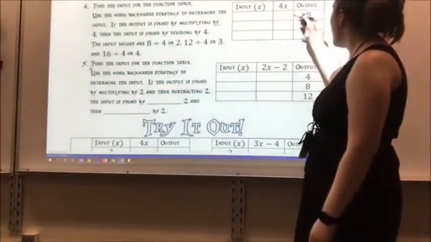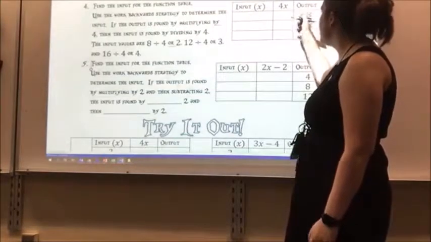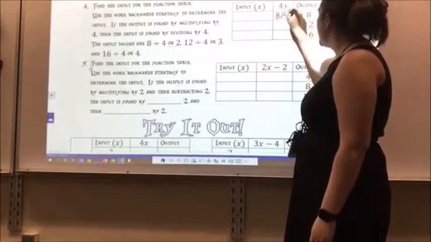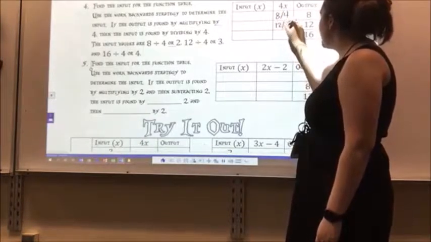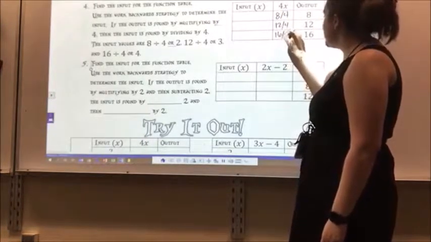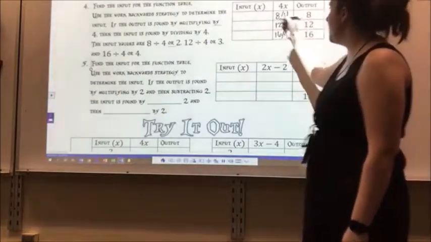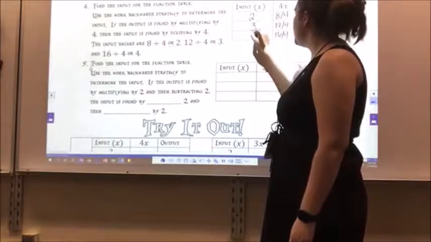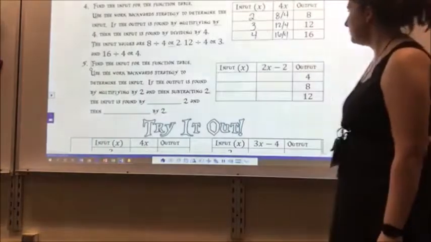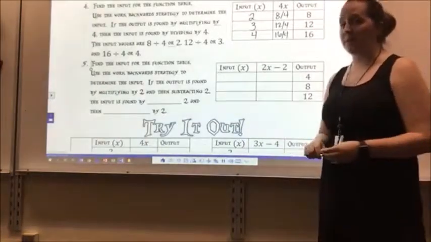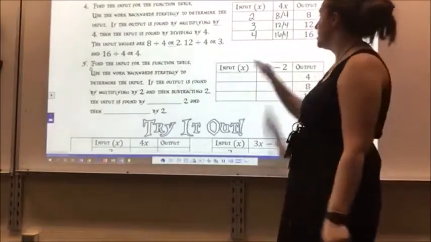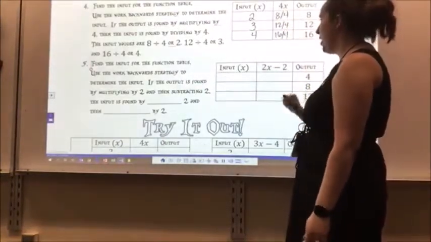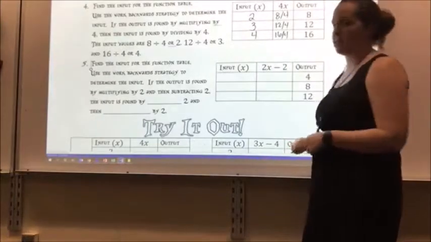So for 4x, instead of 4 times something gives me 8, I do the opposite. 8 divided by 4, 12 divided by 4, and 16 divided by 4. 8 divided by 4 is 2. 12 divided by 4 is 3, and 16 divided by 4 is 4. You can always go back and double check and make sure that these are correct. 2 times 4 does give me 8. 3 times 4 does give me 12, and 4 times 4 does give me 16.